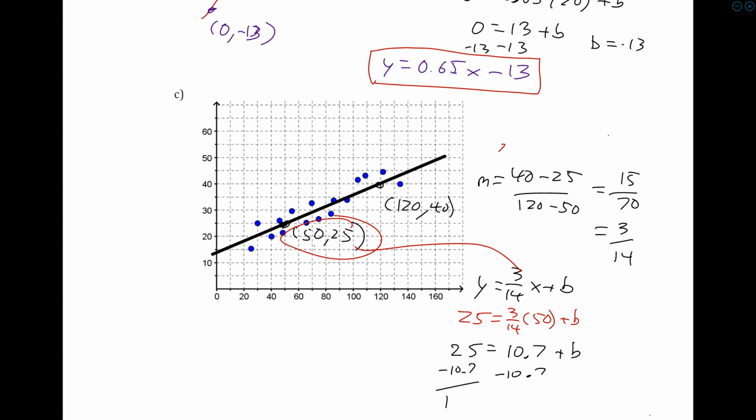We find that b is 14.3. So now we have all this stuff. We have that y equals 0.28 times x plus 14.3. And all along there, I had been using my fraction. But now that I'm writing this as a number, I feel like it's probably a little simpler to call these both decimals.